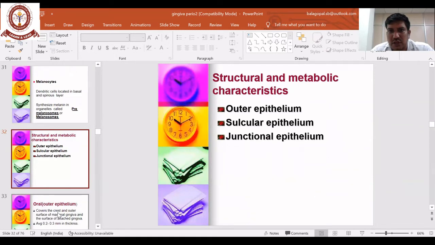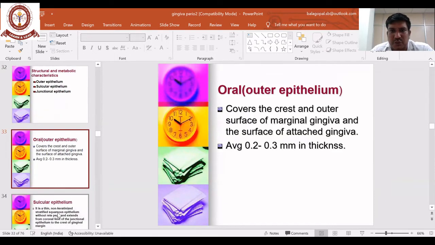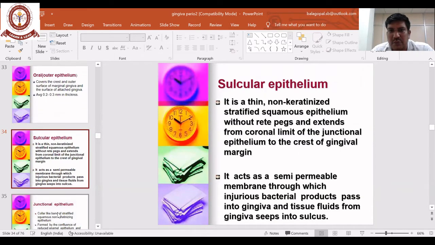So we have seen the structural and metabolic characteristics of outer epithelium, sulcular epithelium, and junctional epithelium, and the differentiation of these three types. The outer epithelium covers the crest and the outer surface of the marginal gingiva and the surface of the attached gingiva. It is 0.2 to 0.3 mm in thickness. The sulcular epithelium is a thick, non-keratinized stratified squamous epithelium without rete pegs and extends from the coronal limit of the junctional epithelium to the crest of the gingival margin.